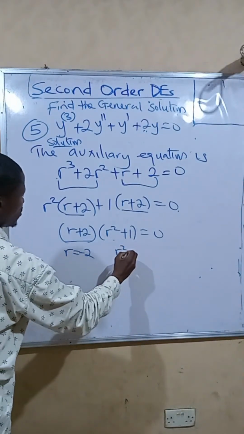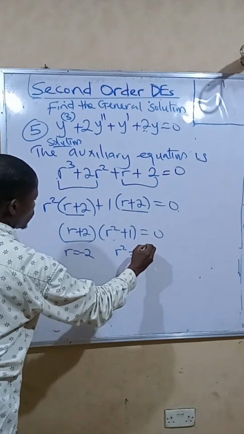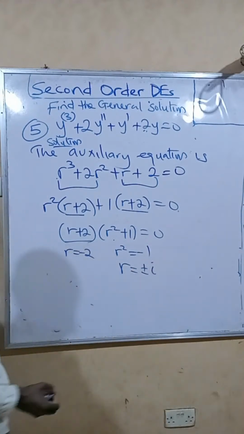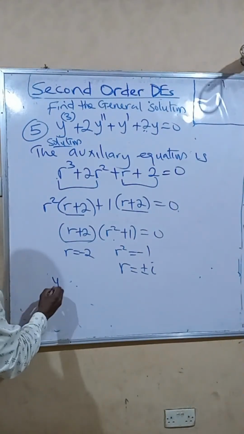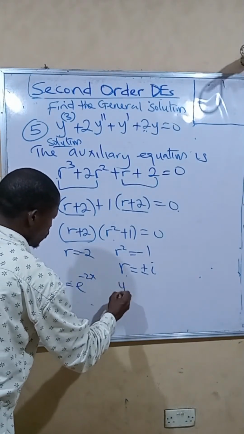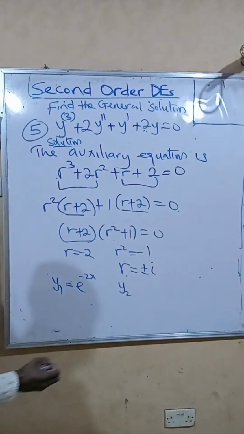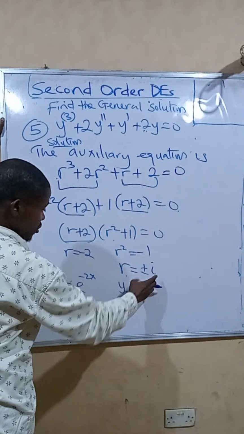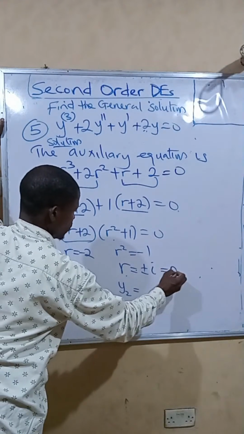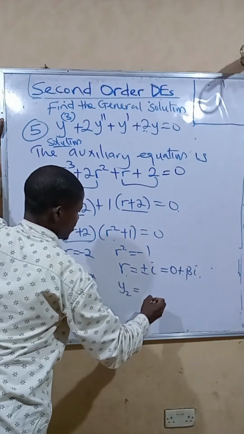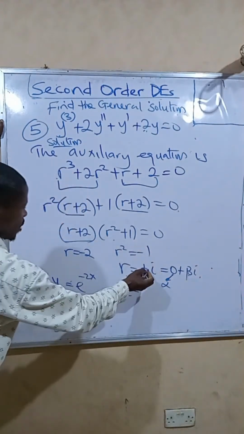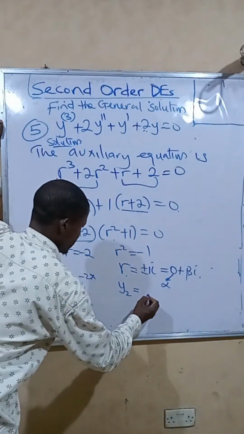Here, r squared minus 1. r squared equal to minus 1, so r is equal to plus or minus i. So let's get the y. The y1 will be equal to e to the minus 2x. Y2 will be equal to... This one is going to generate two solutions. The real part is 0, this is changing as 0 plus beta i. So this one is alpha, and this is your beta, which is 1. So we're going to have cos x here.